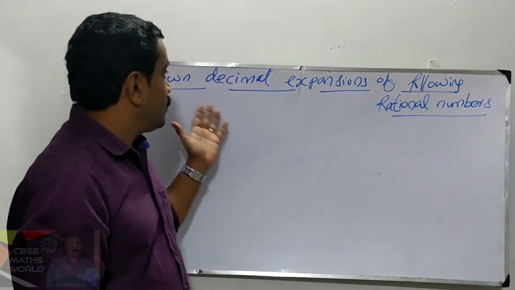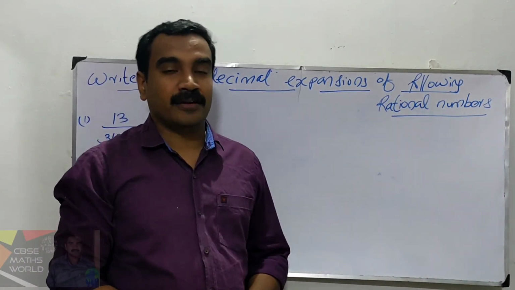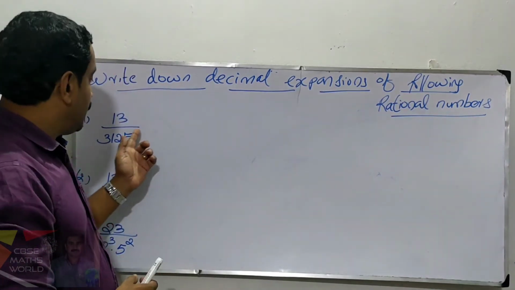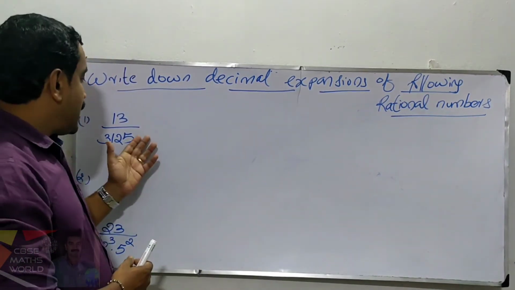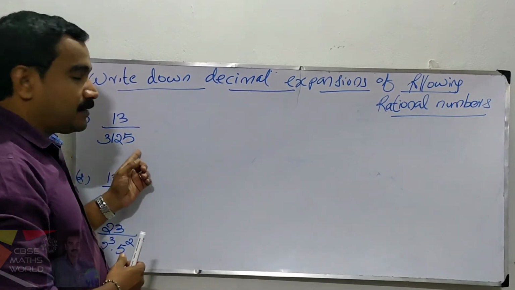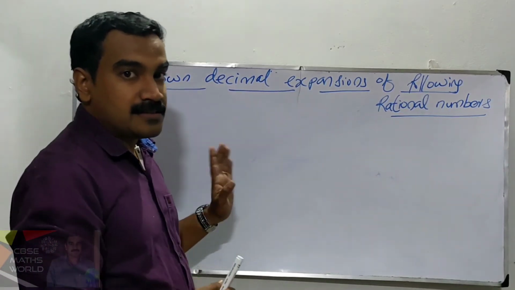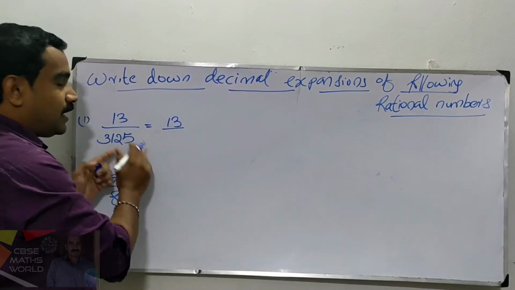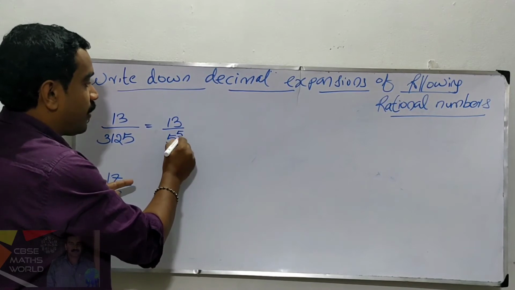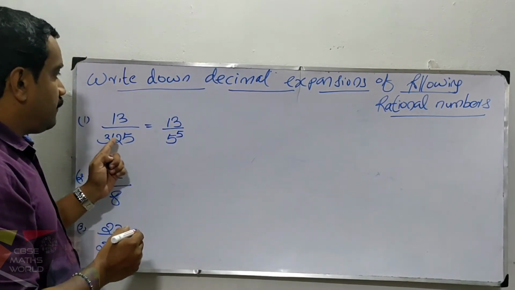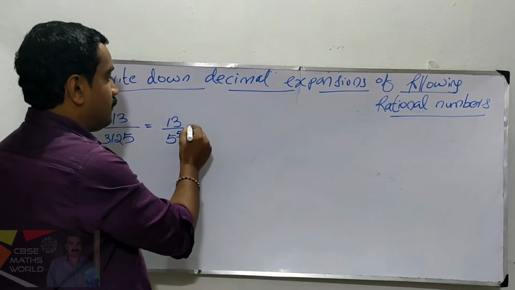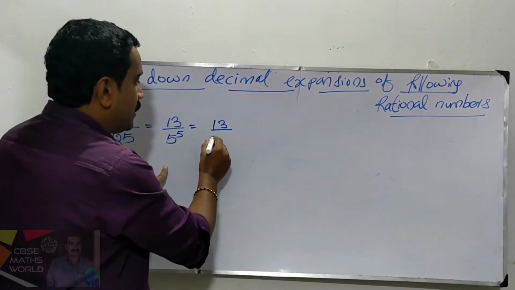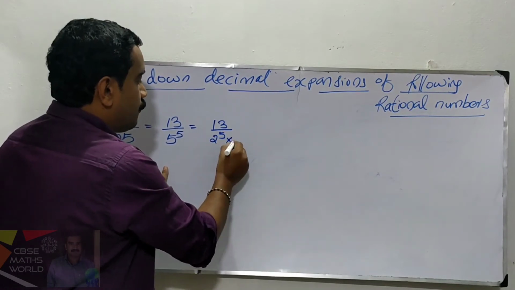What's the next question? We want to write the decimal expansion of the following rational numbers. What is the first question? 13 by 3125. That's actually the first question repeated. From the first question we know that it is terminating. So what is 13 by 3125? We can write 13 as 13, and 3125 as 5 raised to 5. To get this answer we are using one method: 13 is 13, and in 5 raised to 5 you can add 2 raised to 5, giving 2 raised to 5 into 5 raised to 5.